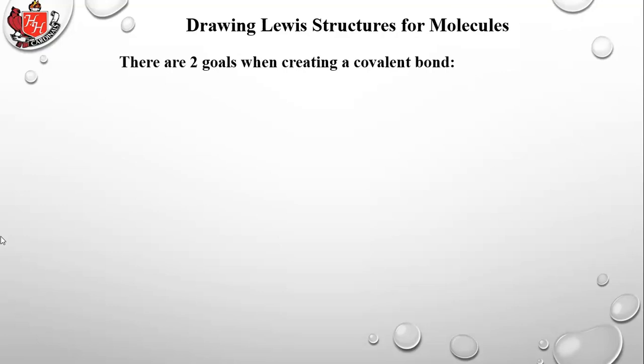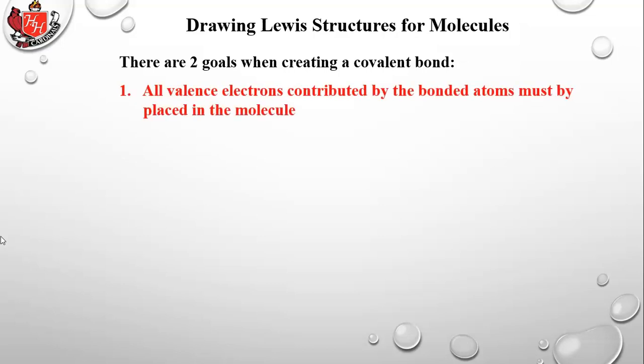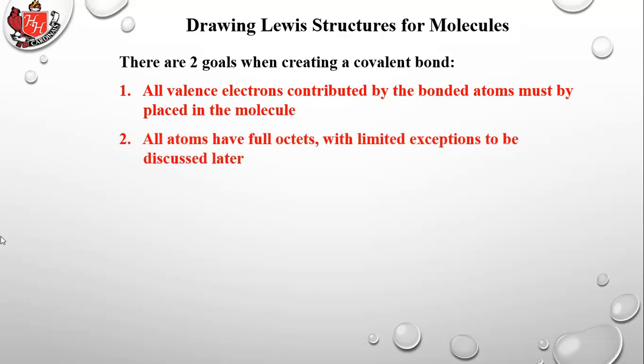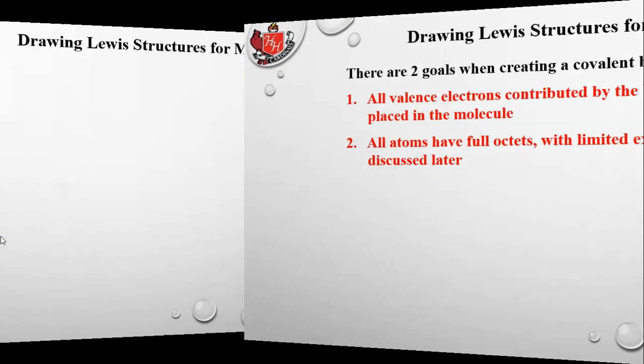So there are two goals when creating a covalent bond using Lewis dot structures. One, all valence electrons contributed by the bonded atoms must be placed in the molecule, and all atoms have full octets, with limited exceptions to be discussed later.